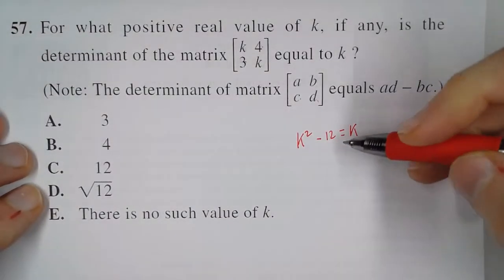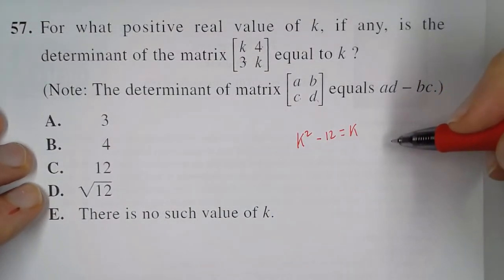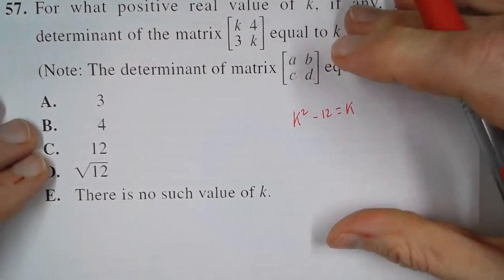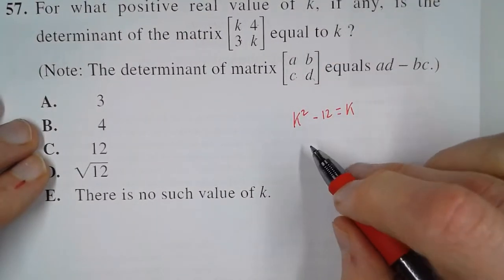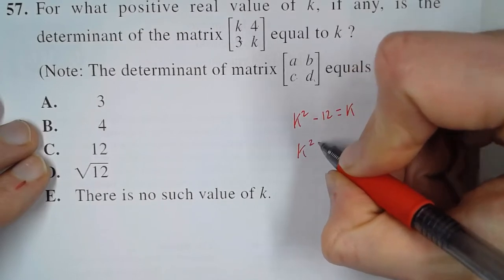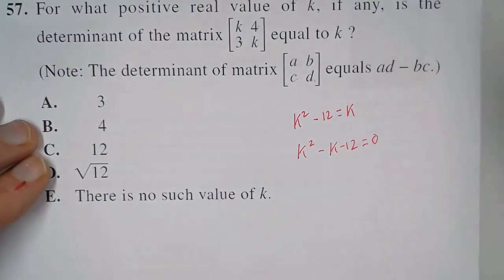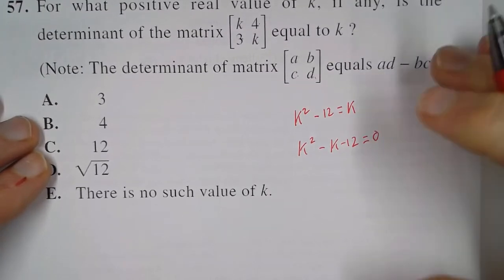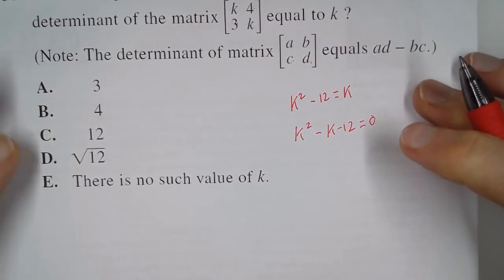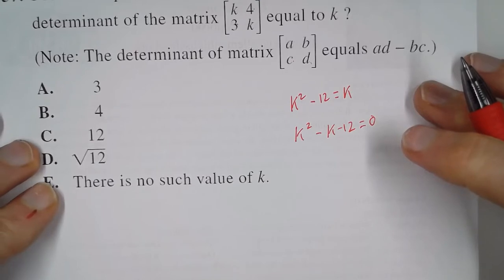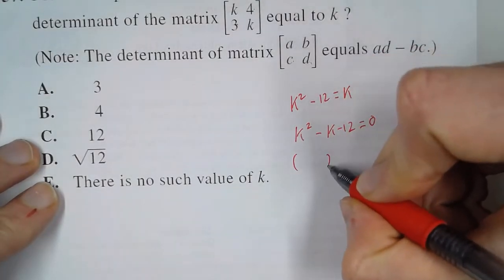Now what we're saying is that this is equal to k. So what we have is a quadratic that we need to factor. So if I subtract the k over, k squared minus k minus 12, because more often than not, most quadratics can be factored. You often don't need the quadratic formula because that would take way too long. And this one we can factor.